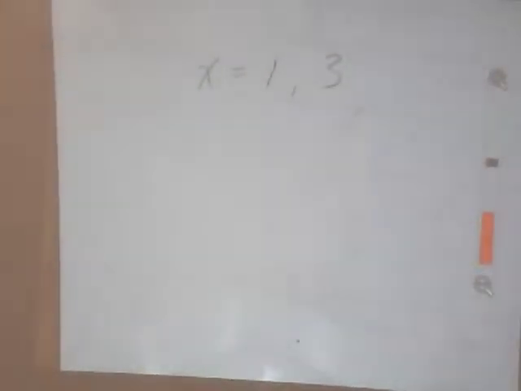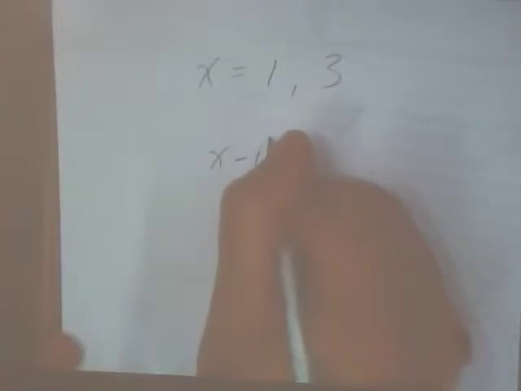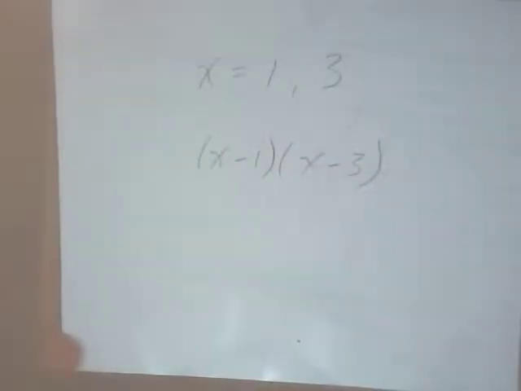Okay. From question R, we know that x equals 1 and 3. These are the zeros, these are the roots, these are the solutions, right? Can we go from this to the factored form? What would factored form be? x minus 1 and x minus 3. Everybody okay with that?